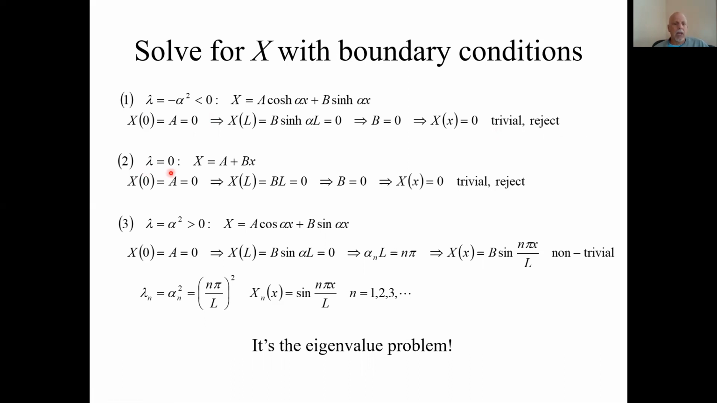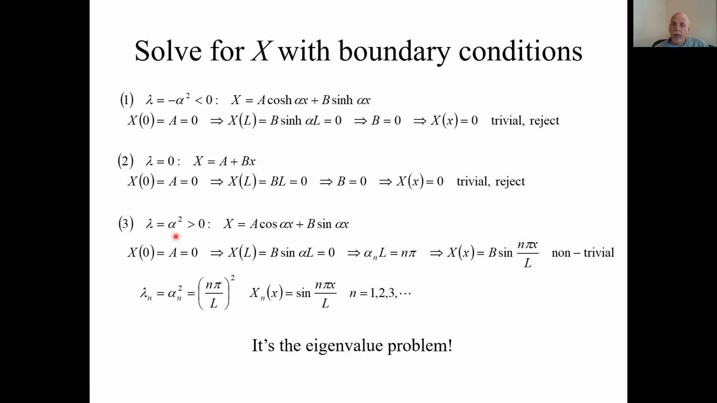When lambda exactly equals 0, that means x function is a plus some bx. At the argument 0, that just says a, that must be 0. That only leaves us with the bx. And at the argument L, that means bL equals 0. L is not 0. So again, b must be 0 and a must be 0. Get a trivial solution, and we reject that as well.